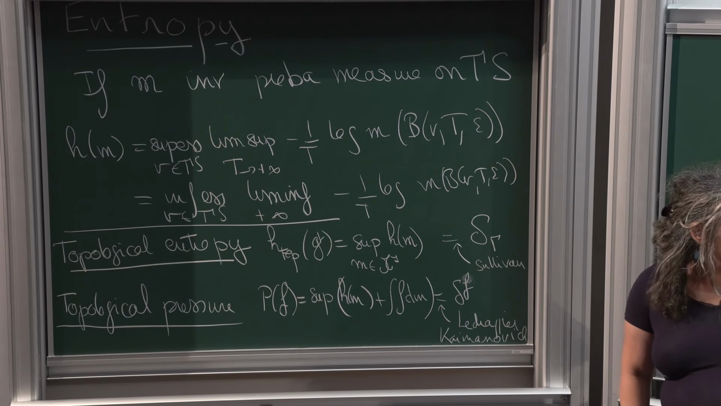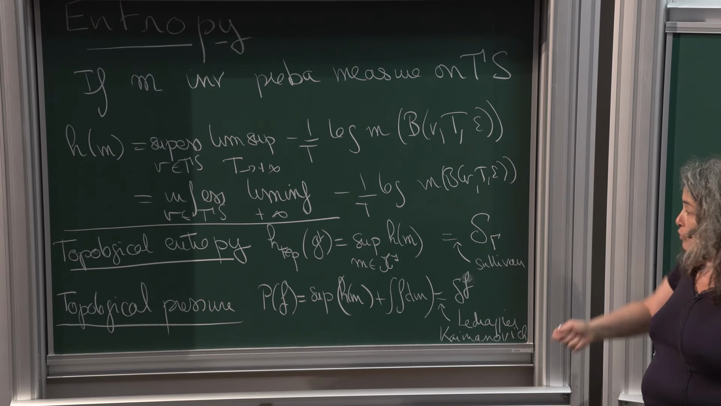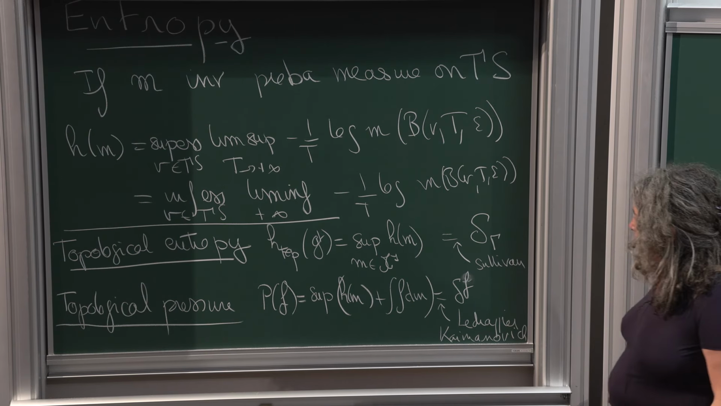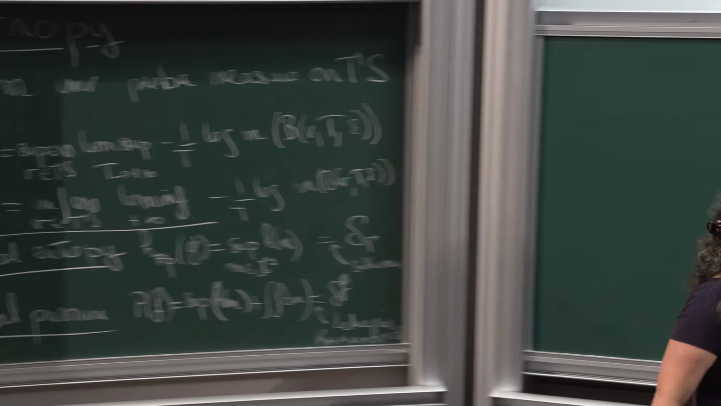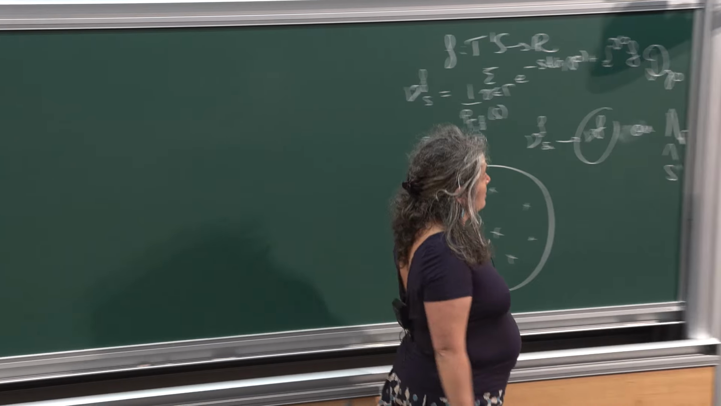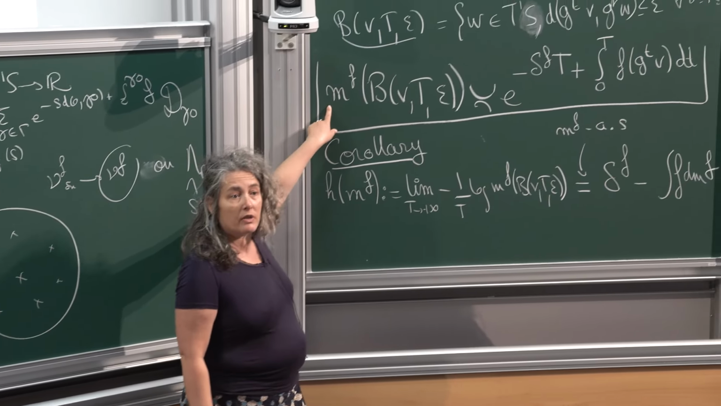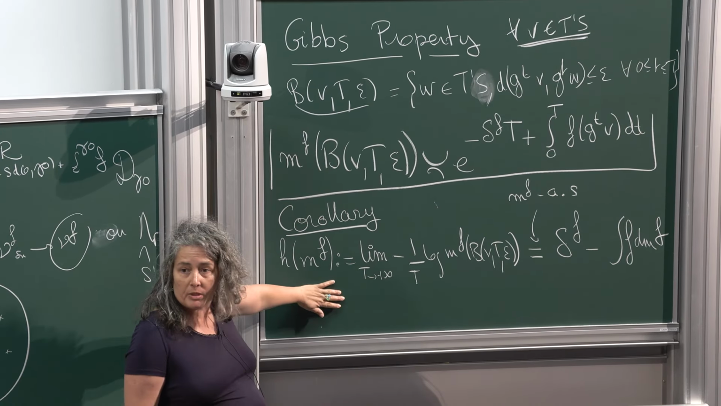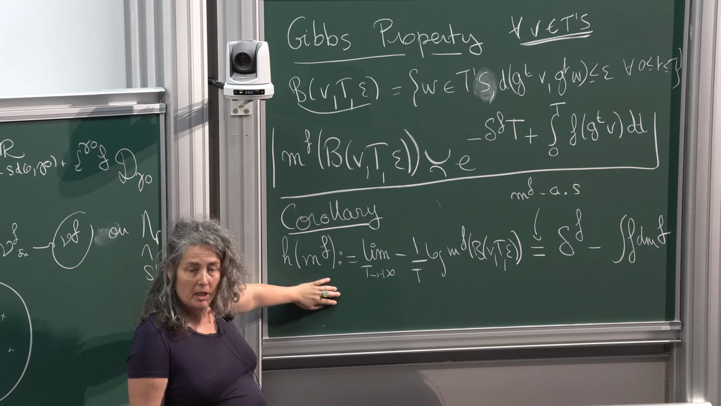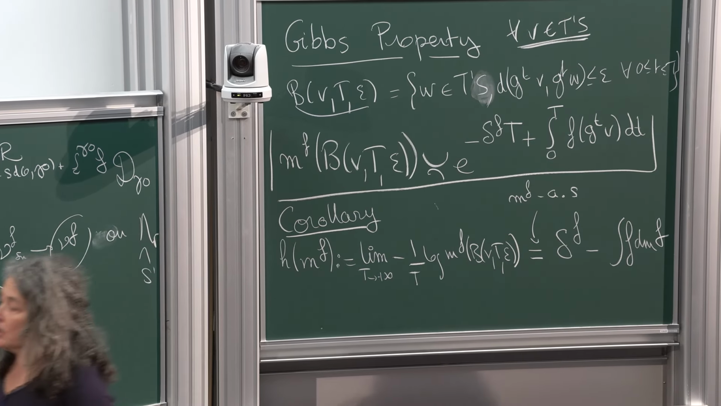And for these measures, there is no problem because the limit exists, thanks to the shadow lemma once again, or the Gibbs property. And therefore, you can compute the entropy of this measure. It's just minus 1 over t log of this quantity. Take the limit, and you get this. It's completely easy to compute the entropy. Okay, and so you know the entropy.